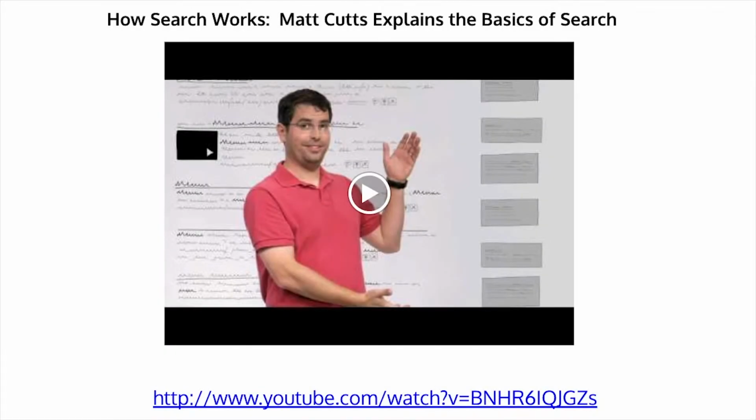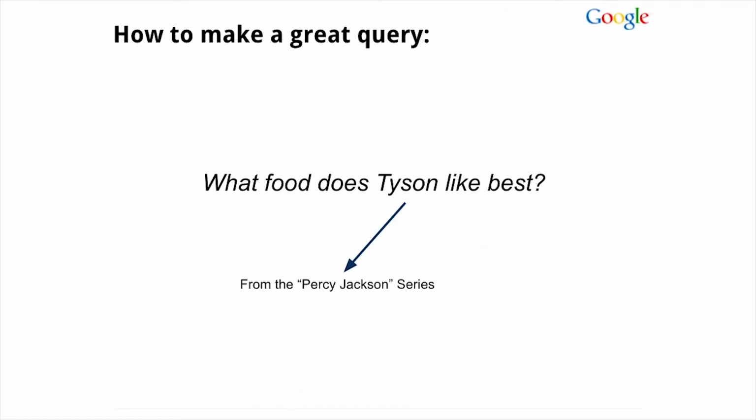So as Mr. Matt Cutts said, Google essentially makes an index or a library of the internet. So whenever you're making a search, you're searching Google's index. Let's try searching for something together. Let's say we start with this query here: what food does Tyson like best? If you've ever read the Percy Jackson series, this is the Tyson, the Cyclops, that I'm referring to here. So we want to figure out what food Tyson from Percy Jackson likes best.